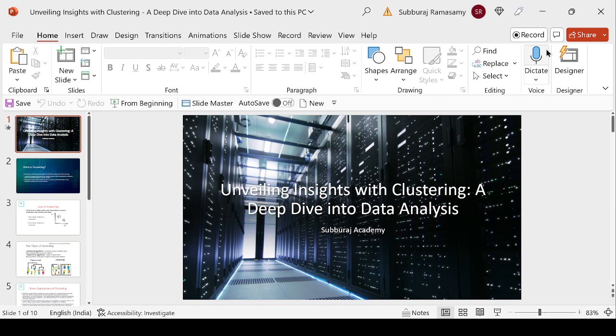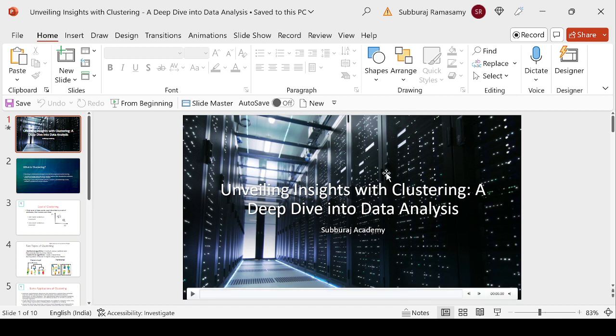So today's topic is unveiling insights with clustering. A deep dive into data analytics analysis. Clustering is quite an important segment of machine learning, widely used with many applications.